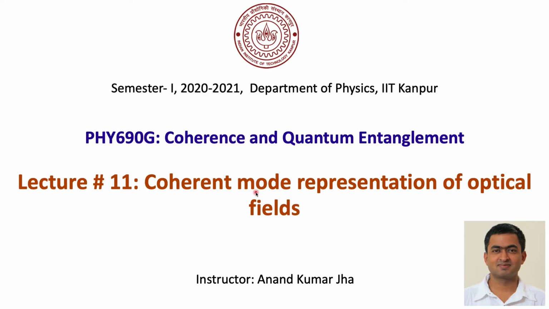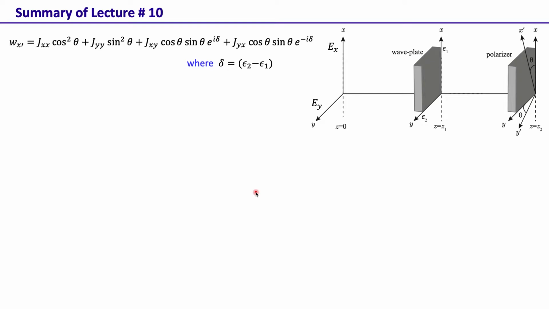But before we get into this, let's first look at what we did in lecture number 10. In lecture number 10 we were studying the coherence in the polarization degree of freedom, or coherence in the polarization basis. And for studying the coherence in the polarization basis, this is the generic interferometer we had. We start with the polarization in the two different directions. We introduce phase shifts epsilon 1, epsilon 2 in the two different polarizations. And then we add the field by putting a polarizer and looking at what comes out of the polarizer, and the intensity has this expression.